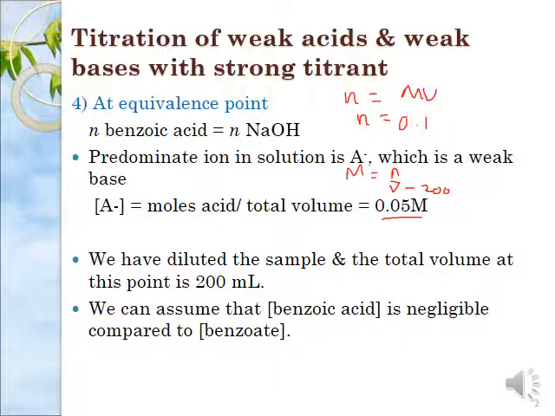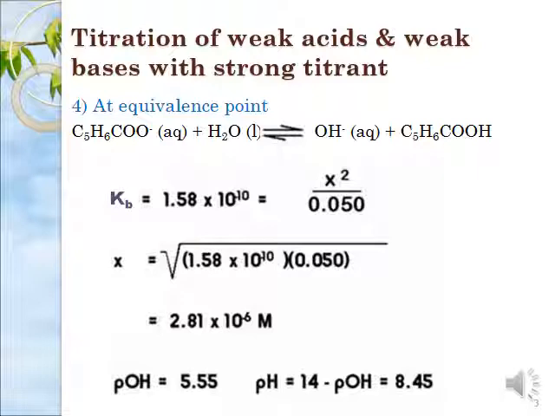Now what next? Using the Kb expression, using that concentration of benzoate, substitute it in the expression here to find x. x here would refer to OH minus. So x is 2.81 times 10 to the power of negative 6 molar. So we negative log this, we get pOH, which is 5.55. So to find pH, we subtract from 14, which is 8.45.